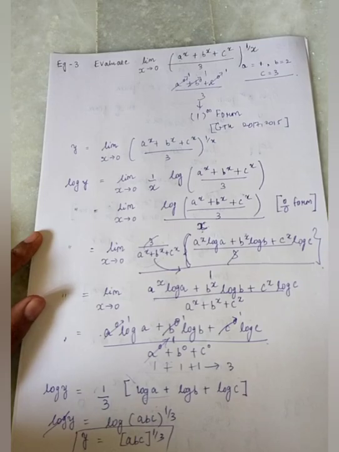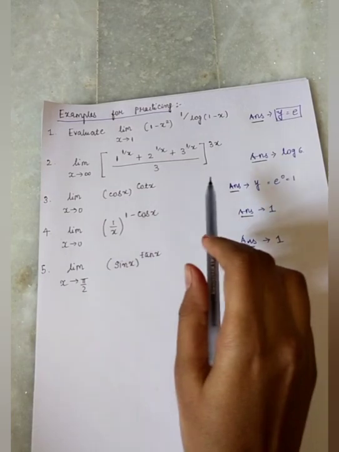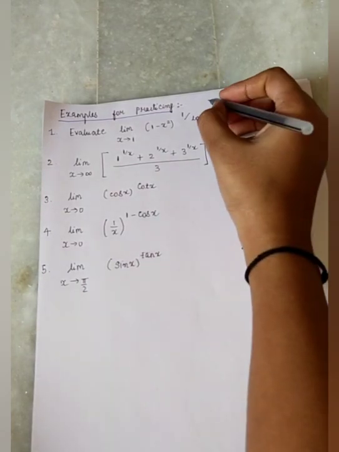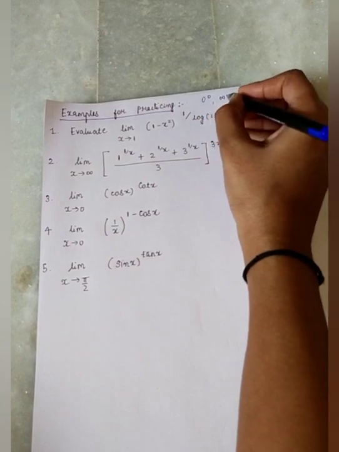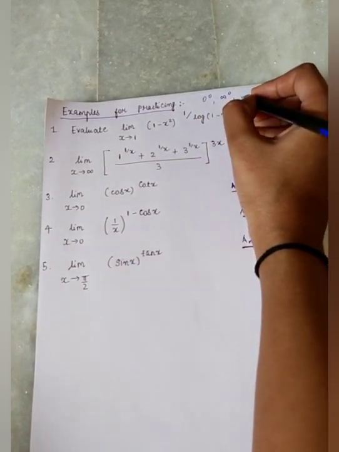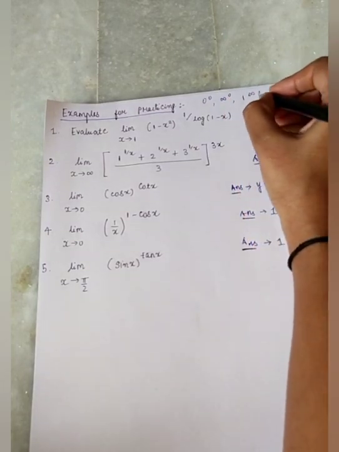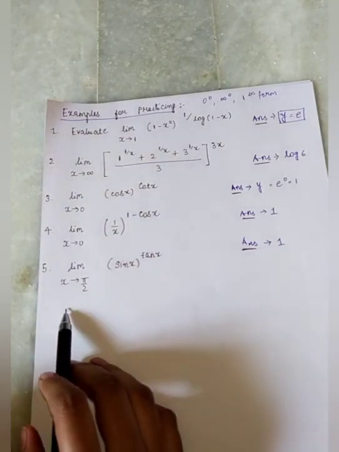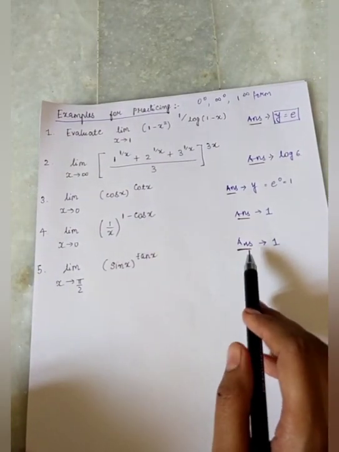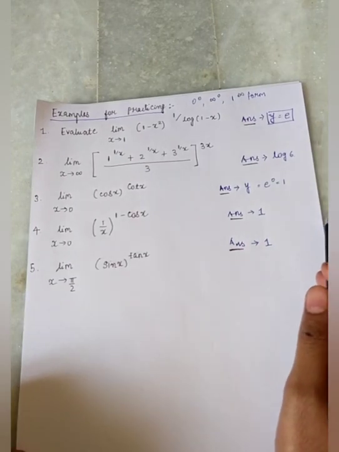Okay. So now these are the examples for practicing 0 raised to 0, infinity raised to 0 and 1 raised to infinity forms. Now you all have to do these 5 sums, and the answers are also given in the bracket, so you can verify whether you got the correct answer or not.